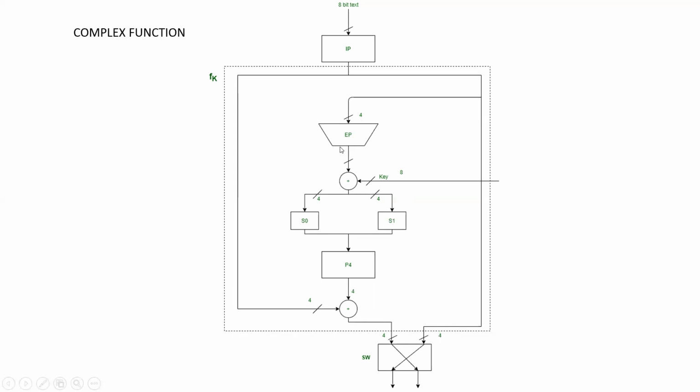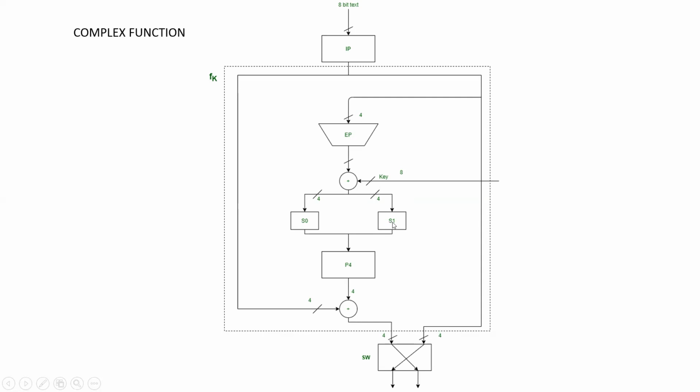And after we get the 8-bit output from the expansion permutation, we perform an XOR operation with the key that is generated, the key that we have already discussed in the key generation process. By using that key and the output of the expansion permutation, we perform XOR operation on both to finally get 8 bits again. These 8 bits are again split into 4 and 4 bits, and the first 4 bits are given for S0 and the last 4 bits are given for S1.